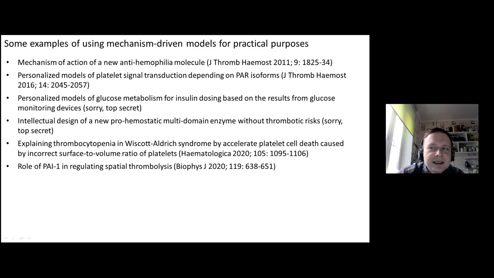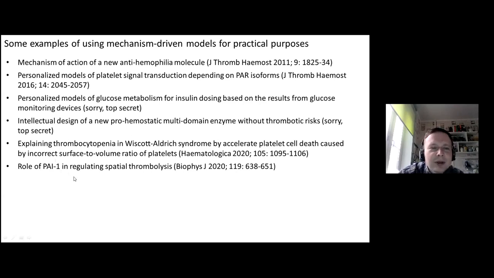Another study that was unfortunately discontinued is a study supported by an Israel-based pharmacological company to design a prohemostatic enzyme with several domains able to specifically improve hemostasis. But still, it is not something we can talk about.